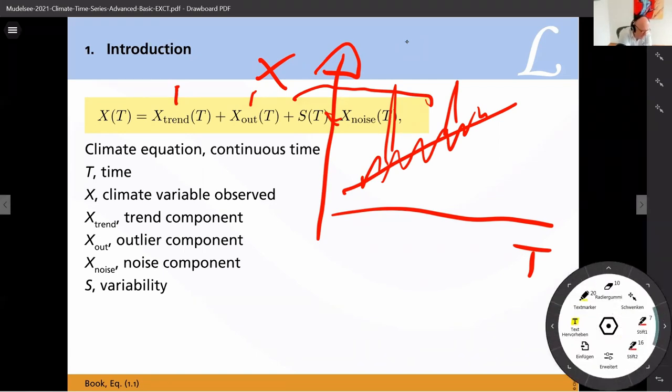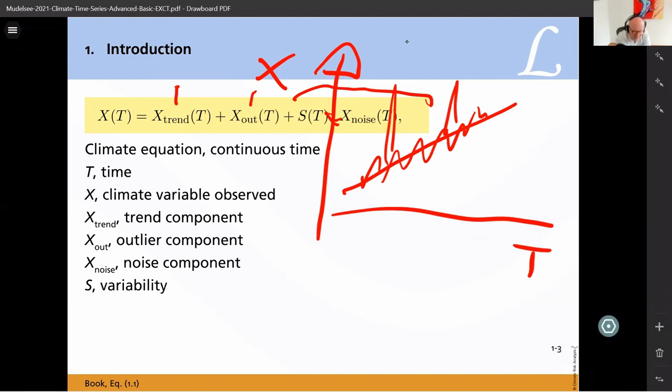Let me use another color. So if S, the variability, would be small, then the variations would be small around the trend. And if S would be large, then we would have large variations around the trend. That means we can quantify the climate also in terms of the variability, large variations or small variations. So this is important to characterize climates. So the definition of climate is the long-term mean, the trend, but also the variability around the trend. Yeah, this is S of T.